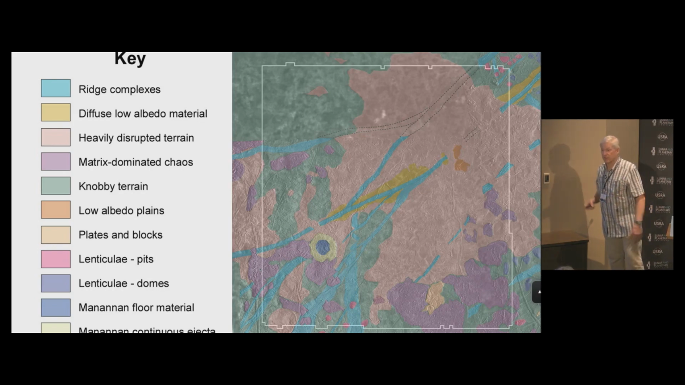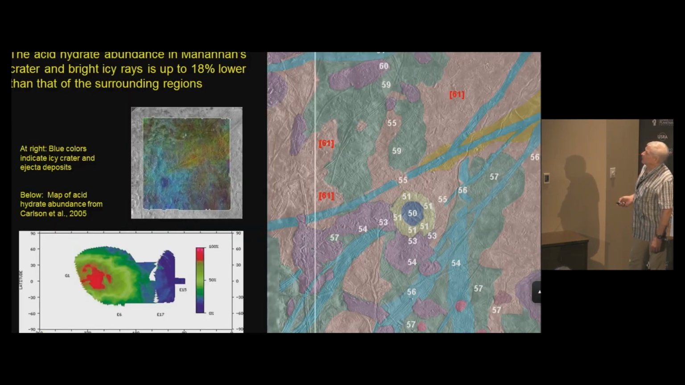We pulled 40 different spectra out of this observation, and what we got, I actually got this one annotated, is that the acid hydrate abundance in Mannanan is about 18% lower in the crater than it is going out along the rays and into the background acid abundance we obtain, which is about 61%. So what you've got here is a dimple or a dip in the abundance of the sulfuric acid hydrate associated with the ejecta blanket of this crater. And you can actually see that right there, that little green finger going into Bob Carlson's acid hydrate map.